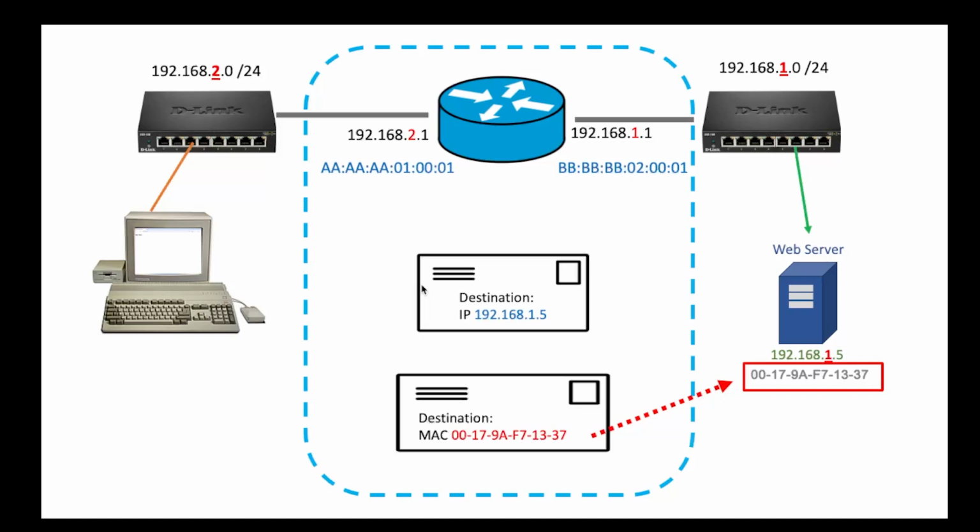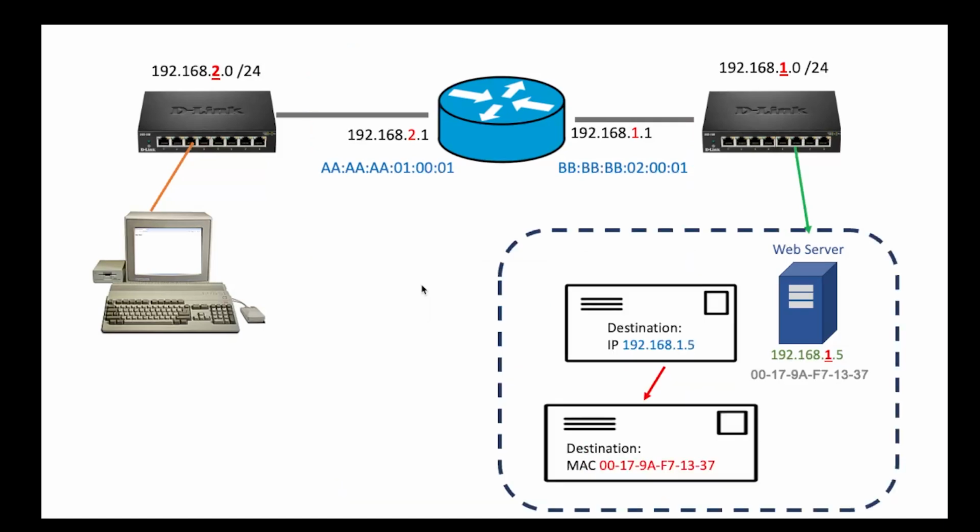It'll use the MAC address as the new destination. It then takes the original layer 3 envelope with the IP address of our web server and puts it into the new layer 2 envelope. This request is then sent down the right-hand side of the router onto the web server. Now, one thing to keep in mind is this process would repeat itself if there were more than one router in the way, where the layer 3 envelope is placed into new layer 2 envelopes as it traverses the network.